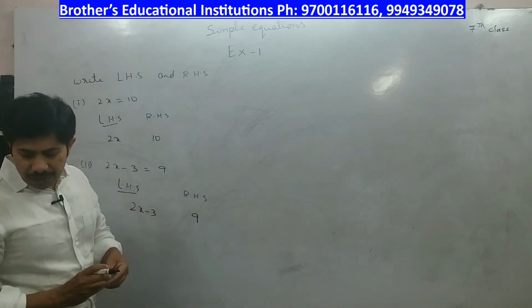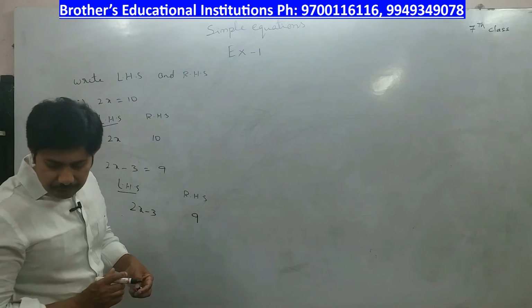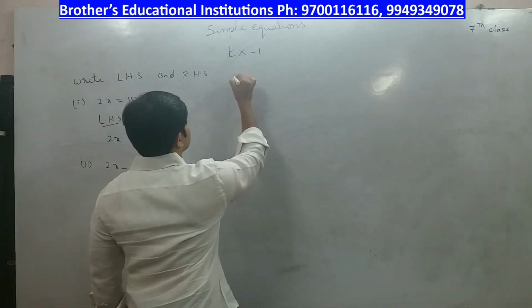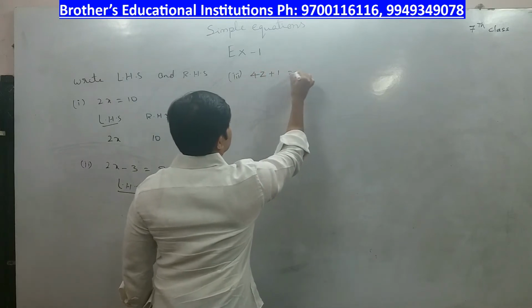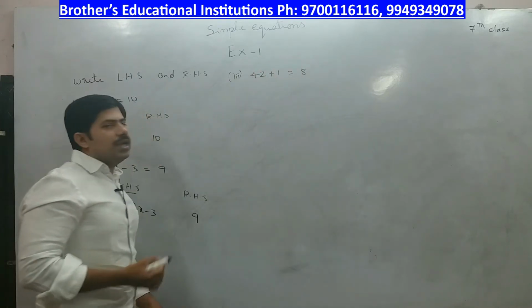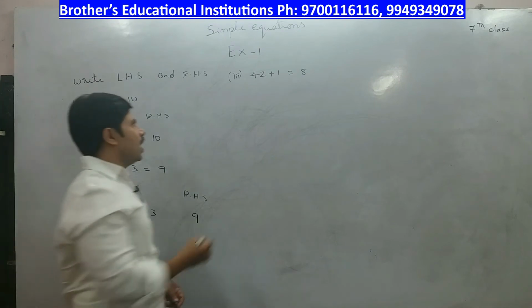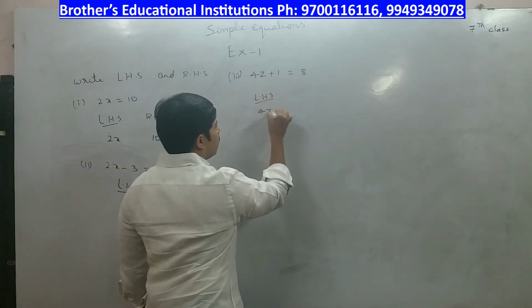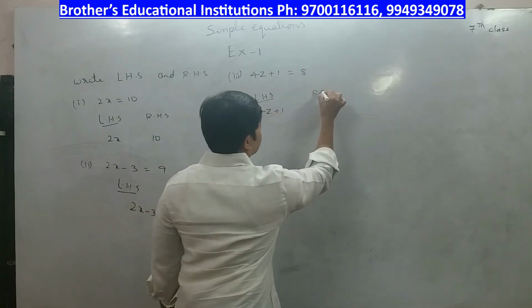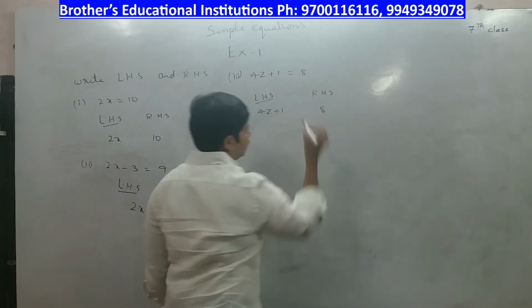Okay. So next one we have is 4z plus 1 is equal to 8. So here what is LHS? LHS is nothing but 4z plus 1. RHS is 8.